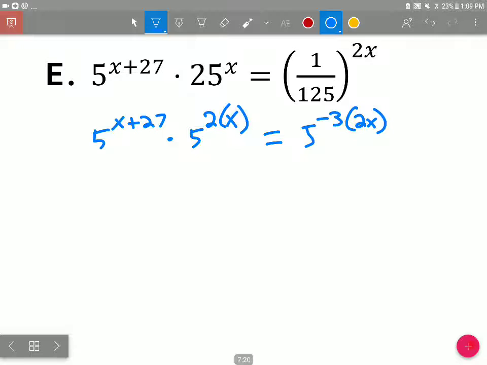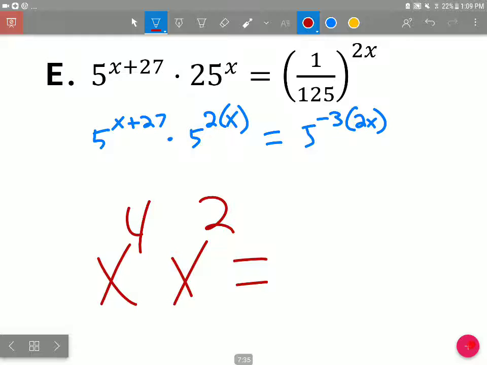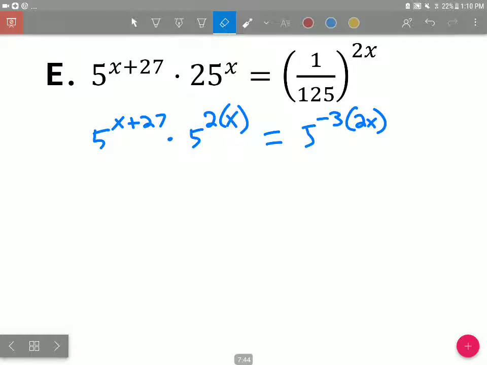You can cancel the 5s out now if you want, but you're better off combining these two on the left first. Okay? So, real quick question. If I'm multiplying the same base, what do I do to the exponents? You add them. Well, these are the same base, so what do I do to the exponents? Add them, exactly. So that literally is, good, 5 to the 3x plus 27 equals 5 to the negative 6x.